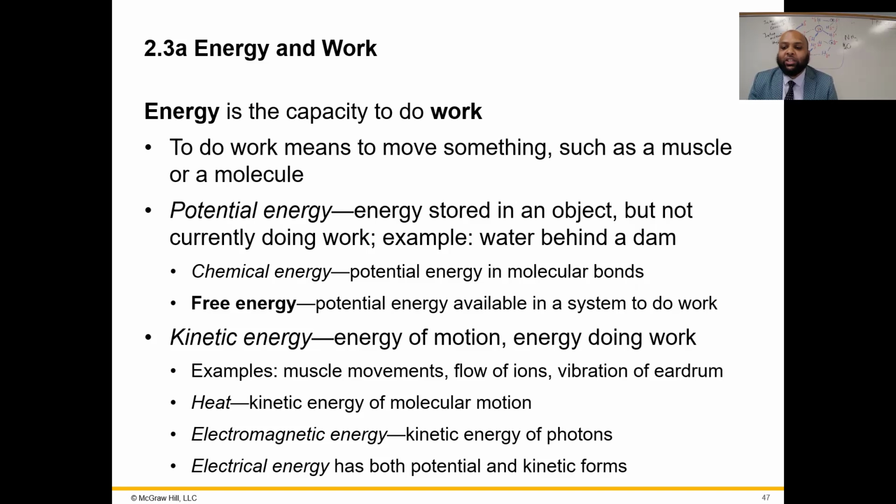Chemical energy is the potential energy in molecular bonds, and free energy is the potential energy available in a system to do work. So potential energy is energy stored, but kinetic energy is the energy of motion, the energy of doing work. Examples would be muscle movements, the flow of ions, the vibration of the eardrum. Heat is an example of kinetic energy. Electromagnetic energy is an example of kinetic energy of the photons. And electric energy is both forms, potential and kinetic.